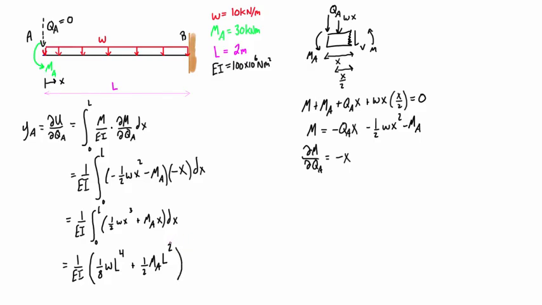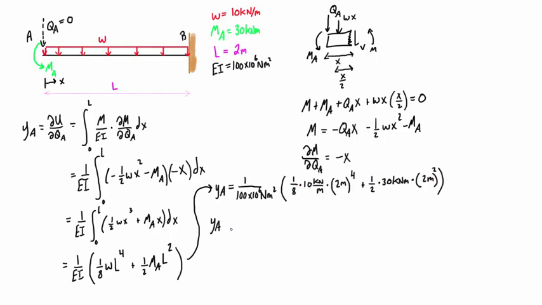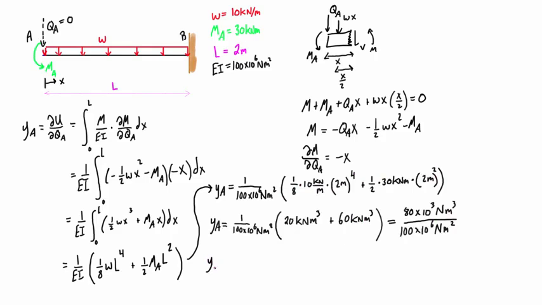All right, so we have values for W, MA, L, and EI, so let's plug those in. And then if we do that final simplification, we're going to find that YA is equal to 0.0008 meters, and we can just convert that to be 0.8 millimeters. And you'll notice that is a positive value and it's going downwards. The reason this is positive is because it's going in the direction of QA that we defined to be going downwards. So there we go.